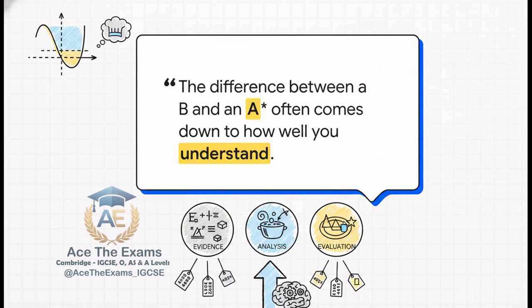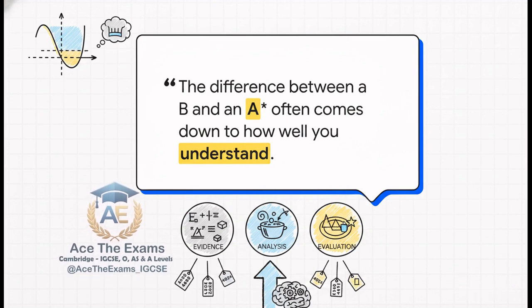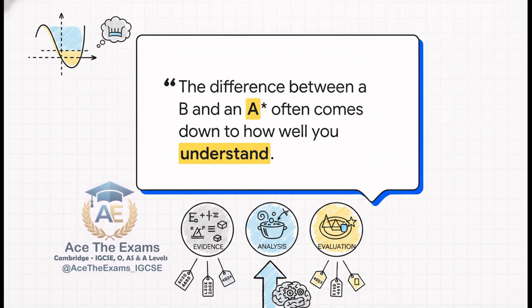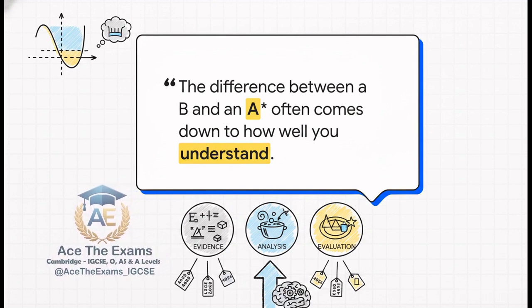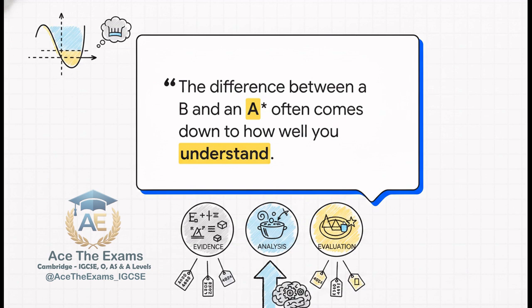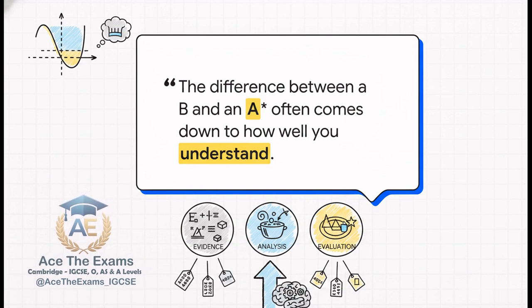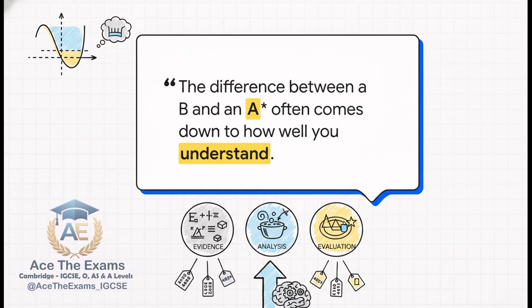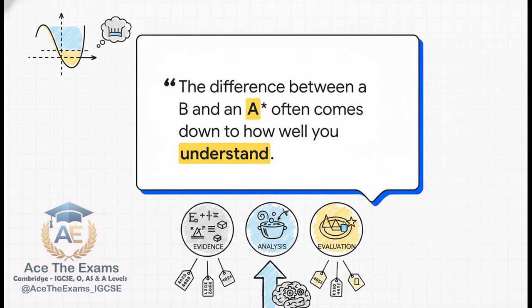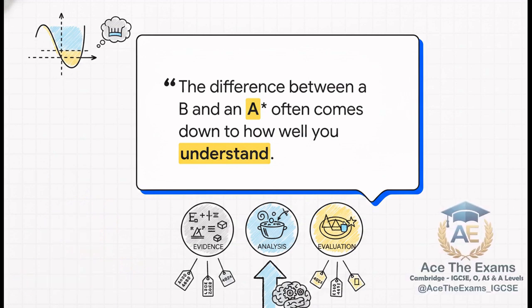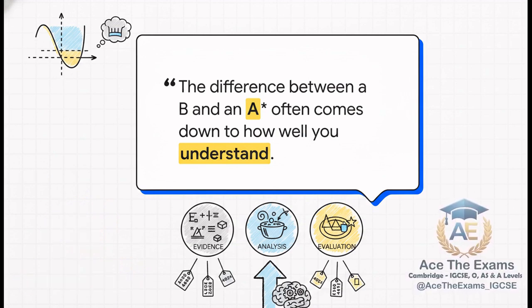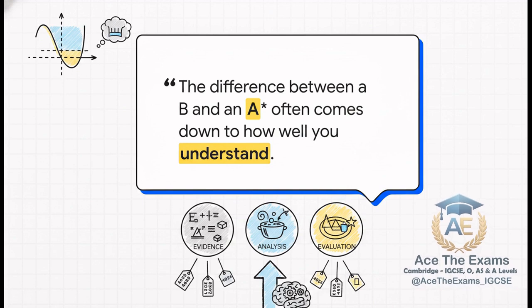Look at this insight on the screen from a senior Cambridge examiner. Let that sink in for a second. The difference between a B and an A star comes down to how well you understand cubic polynomials and their moduli. We are absolutely raising the stakes today because we are about to decode exactly what examiners are looking for. They aren't just looking to see if you can blindly plug numbers into a calculator. No, they are looking for a master chef.